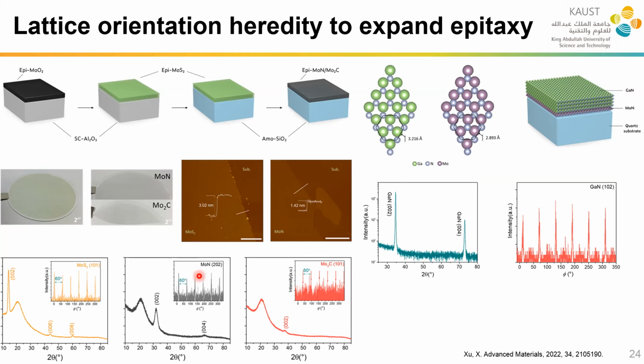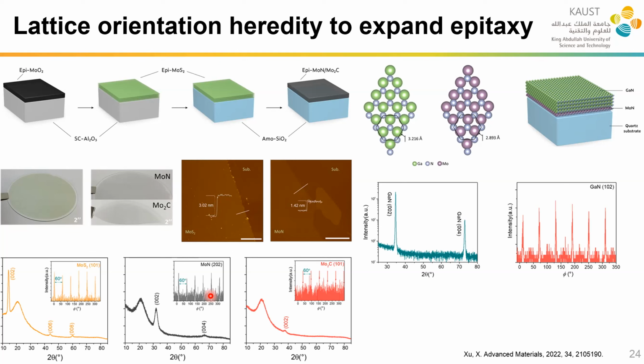After conversion, molynitride is also the same. They also have the mono-oriented feature in the in-plane direction and also the out-of-plane direction. Same for molycarbide. So we're thinking about this phenomenon. How can we use this phenomenon?